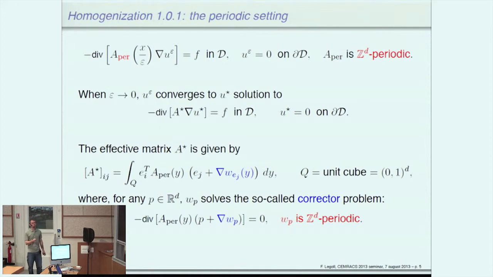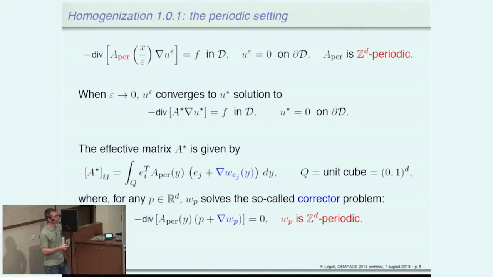So I'm very happy with this equation. Now I need to compute what A star is, the effective coefficient. In the periodic case, it's very easy. The effective matrix is given by this formula. A star is an average over the periodic cell. Q is the unit cube. Remember, I'm in a periodic setting, so it's an average of something over the periodic cell. This something is the property of the material times this, where w here is the so-called corrector. It solves this equation here.